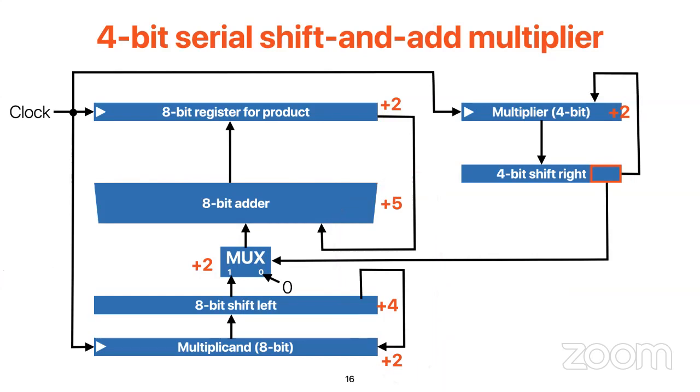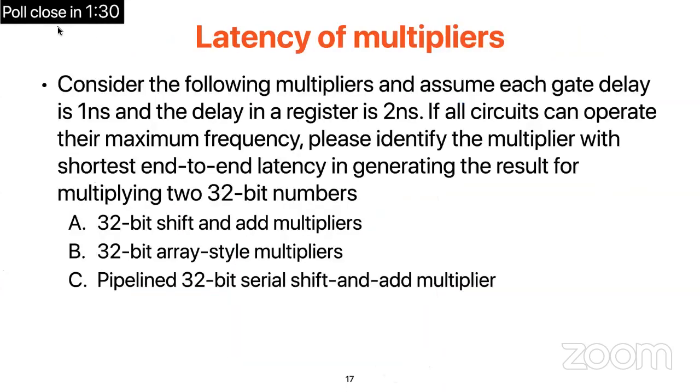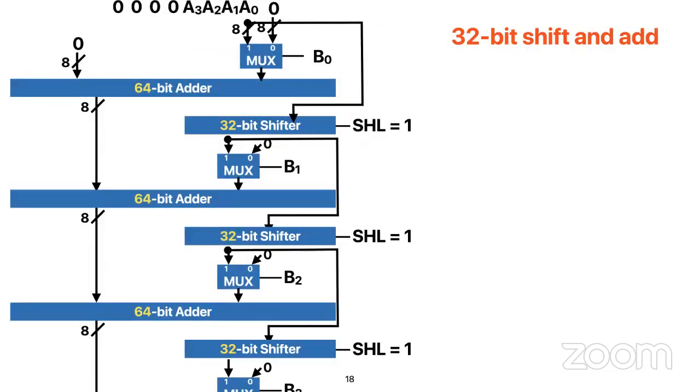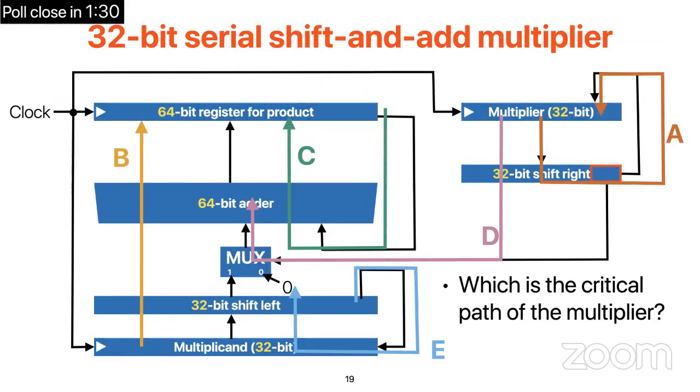So right now, the question that I'm asking you is, if I want to evaluate the latency of a 32-bit shift and add multiplier, since we just showed you the 4-bit version, what is the critical path of the circuit for the 32-bit serial shift and add multiplier?